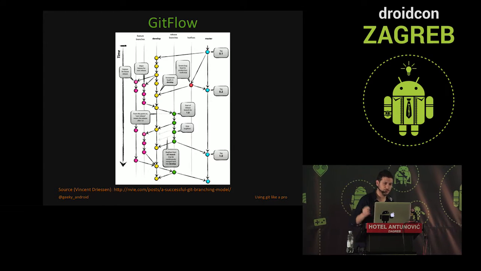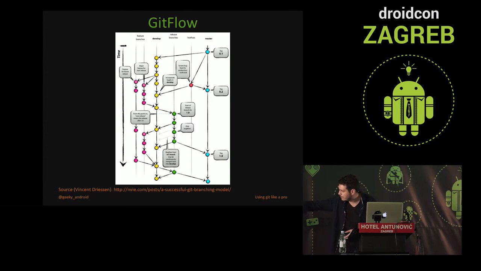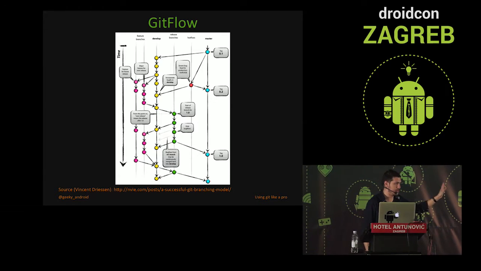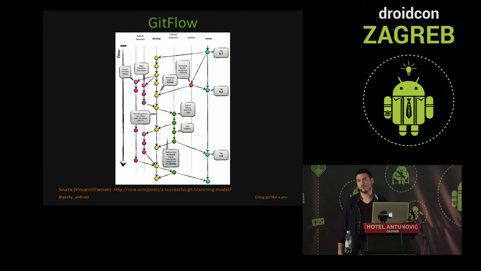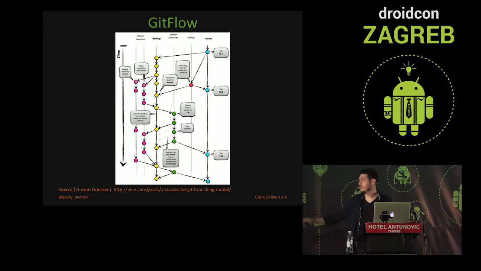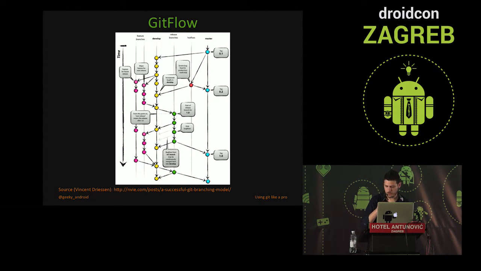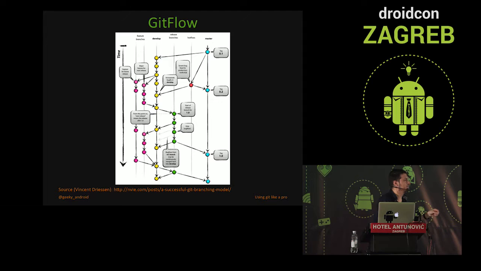Git flow became very popular a few years ago. There's a link to the blog post that proposed this model. The slides will be up online, so you can copy it from there later on. Git flow is basically a not very complicated model. It looks a bit scarier than it actually is. Basically, the idea is that you have a master branch on which you never commit, and you have development branches for each version.